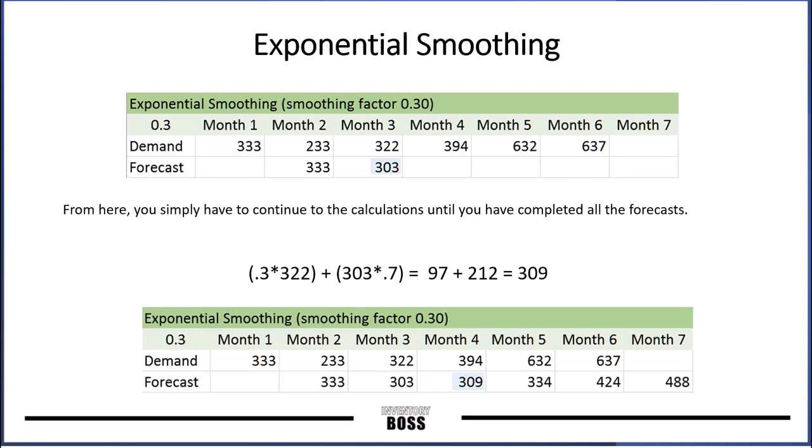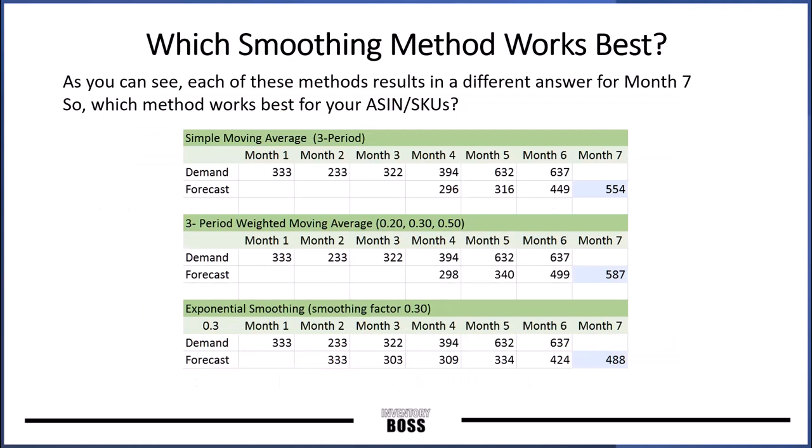You don't ever have to lift a finger or fill in a cell because the Inventory Boss program does all of this for you, but you need to see how this works. So which smoothing method works best? As you can see, we've come up with different values using the different methods, and you need to see what works best for you. So that's going to do it for this particular video. I look forward to seeing you in the next video where we discuss lagging and bias and error corrections.